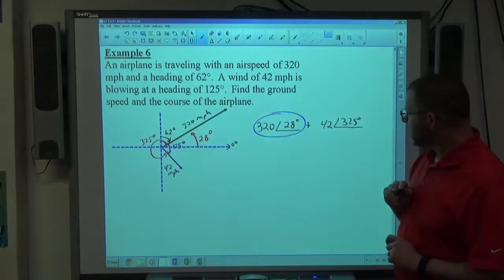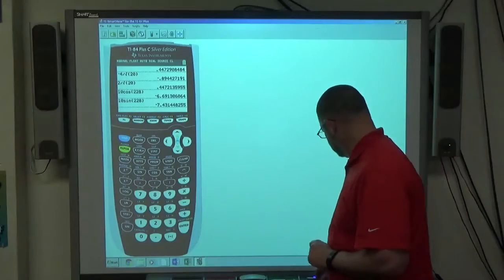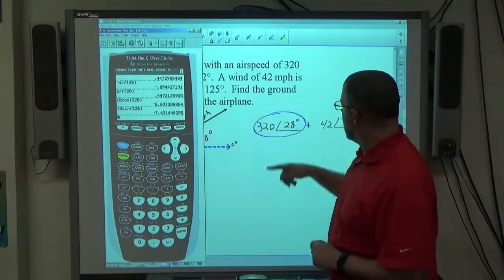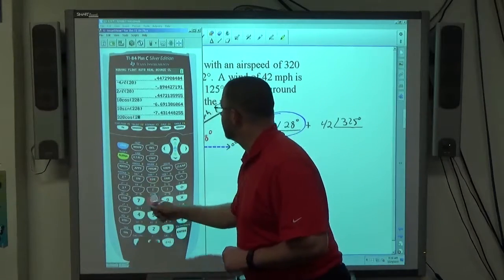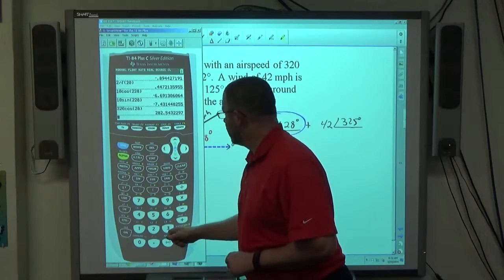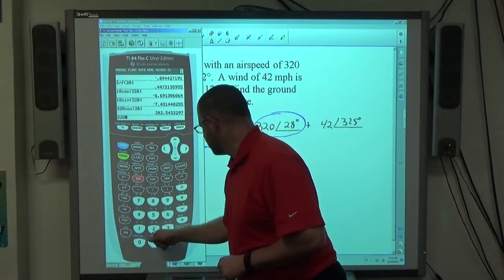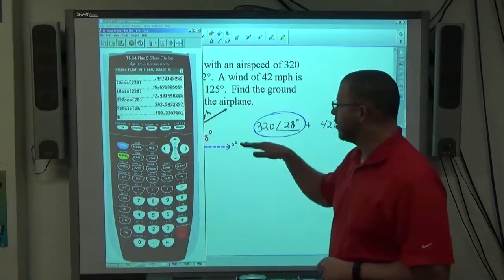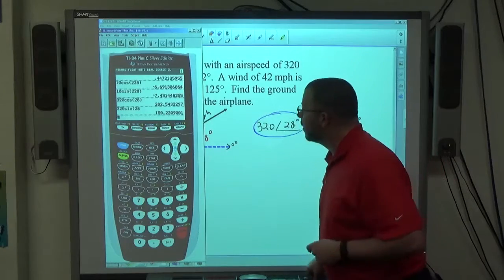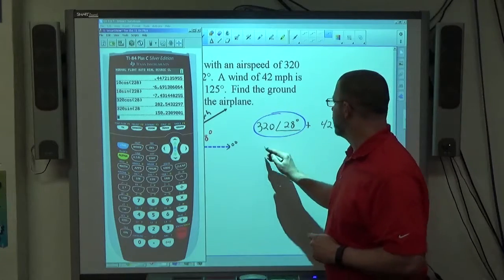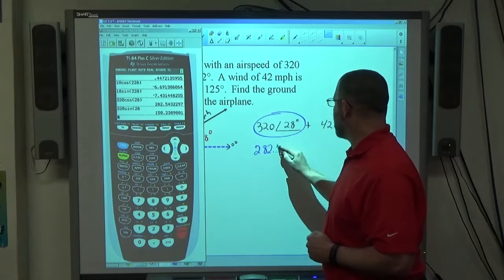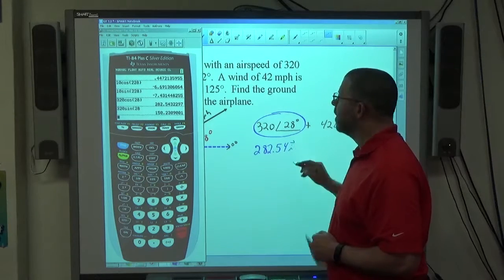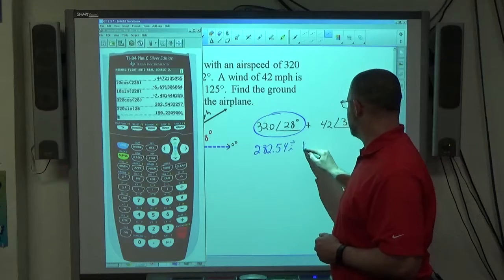If I do 320 cosine of 28 degrees and 320 sine of 28 degrees, it gets me the horizontal and vertical components. So this plane vector is 282.54I plus 150.23J.